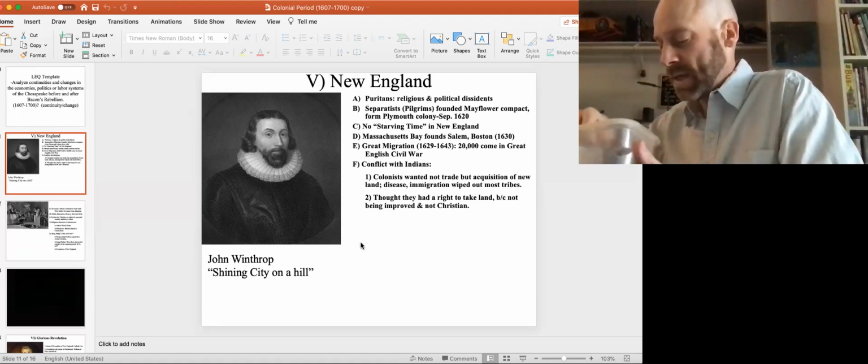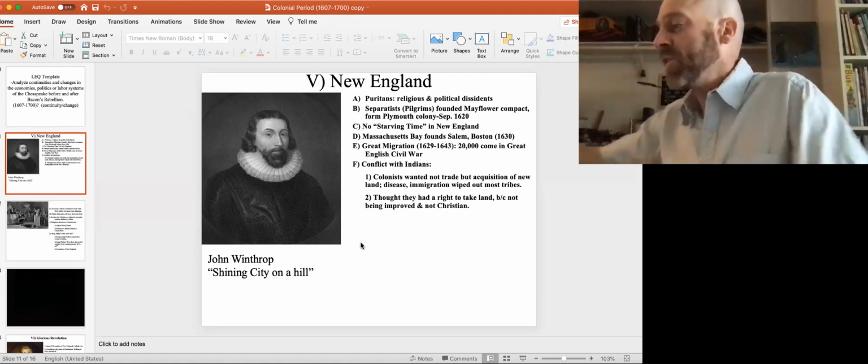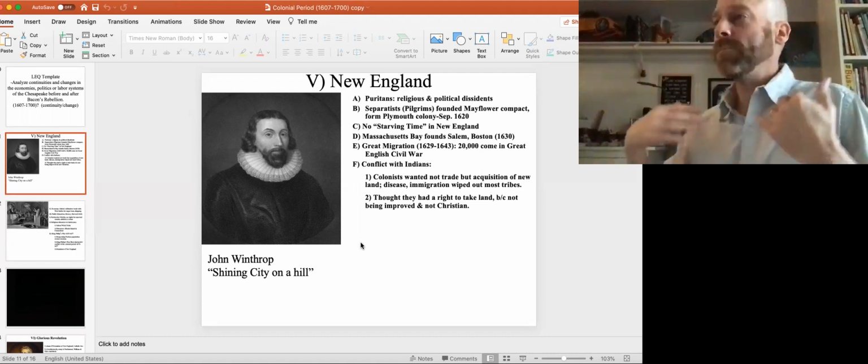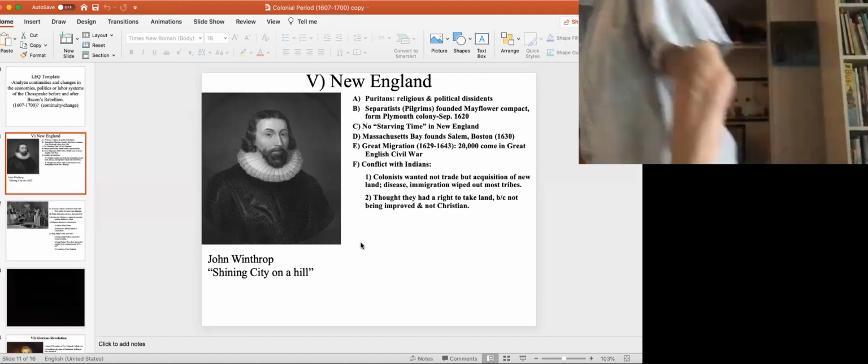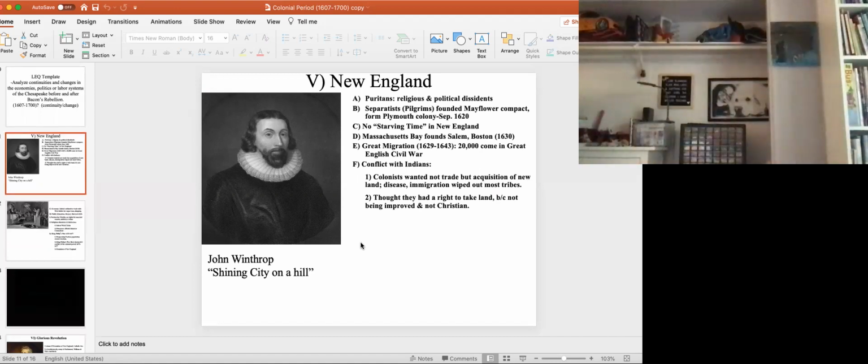So New England is very, very important. New England today is the northeastern corner of the country. It is always the richest, most developed section of the country. It always has the highest standard of living, all that good stuff. And this is largely because of the work ethic, because of the attitude and spirit of New England.